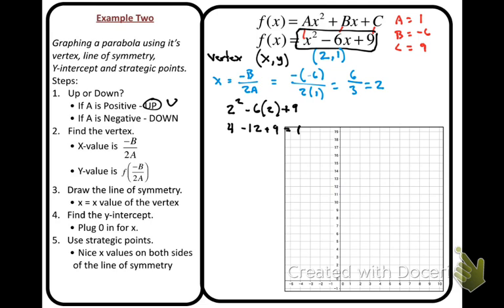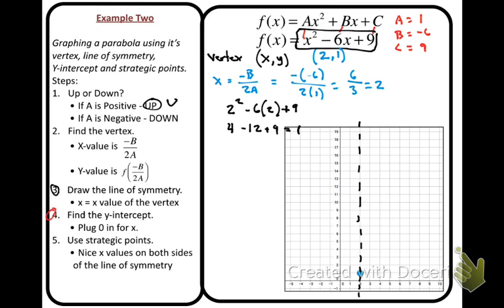I'm going to go to my graph and plot that. So at (2, 1), that's my vertex right there. Step 3, we got to draw the line of symmetry. The line of symmetry, remember, always goes straight down the vertex there. And it's that line that cuts it in half, and it's your reflecting line.